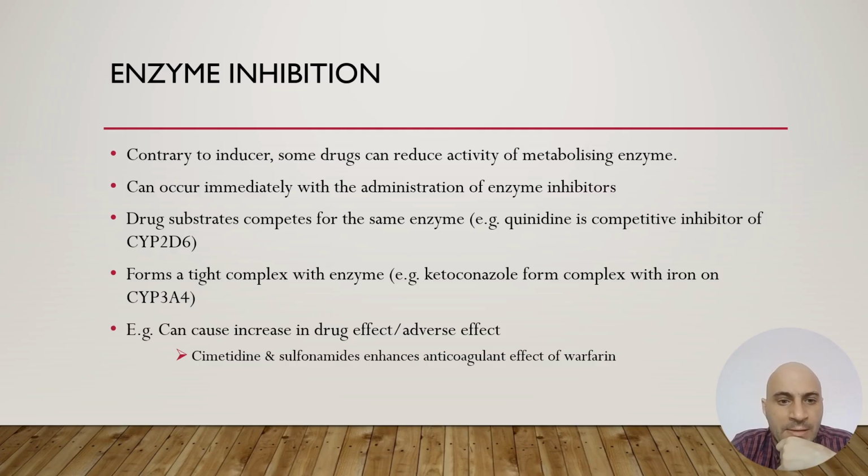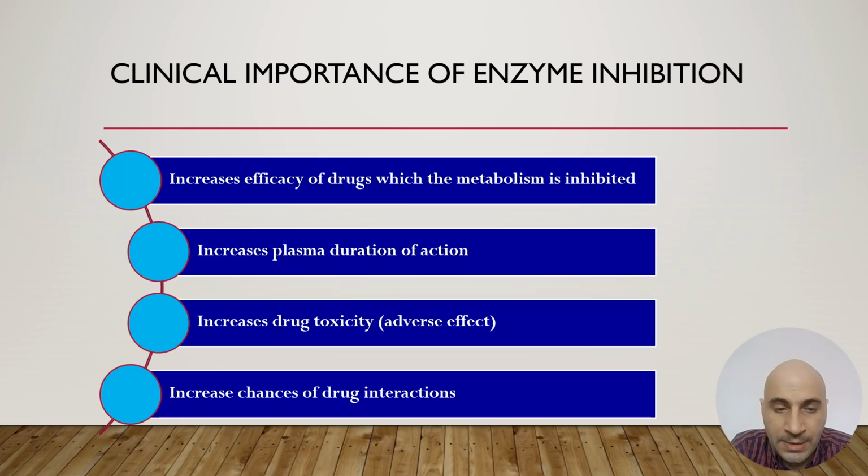Enzyme inhibition, on the other side, happens directly by the drug inhibiting the enzyme effect, leading to higher concentration of the drug in the blood, lower metabolism of the drug. There are many examples. This leads to increased efficacy, increased duration of action, increased toxicity, and increase of drug-drug interactions with other drugs.